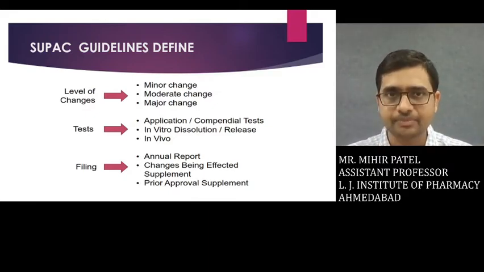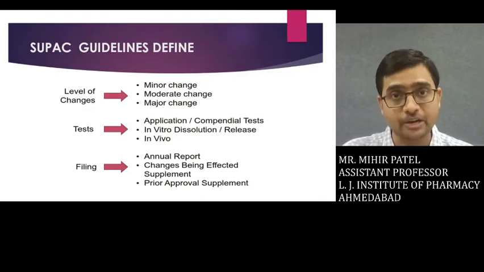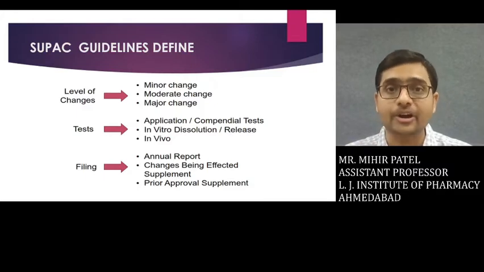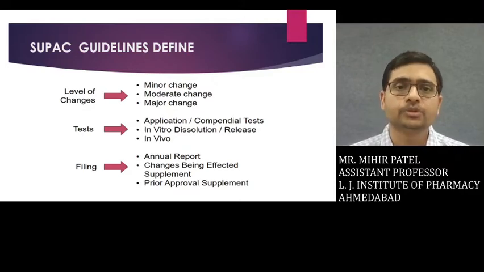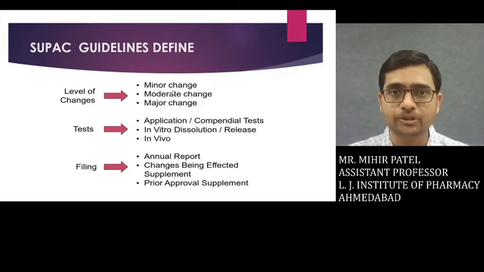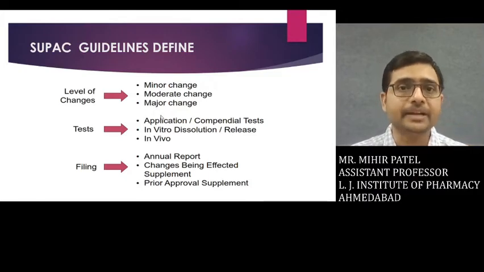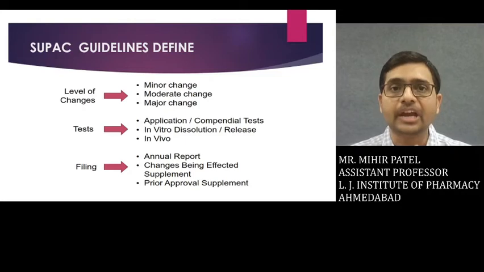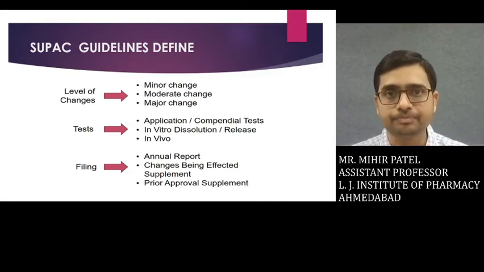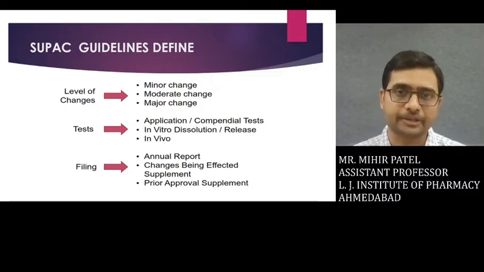Again, what kind of level of change we are going to introduce, what kind of tests are required for that kind of changes, and what should be the reporting and filing pattern. The levels of change are divided into three types: minor change, moderate change, and major change. When we go for the testing mechanism, in vitro dissolution, release patterns, in vivo testing, and all compendial tests should be performed for the quality of the pharmaceutical product.